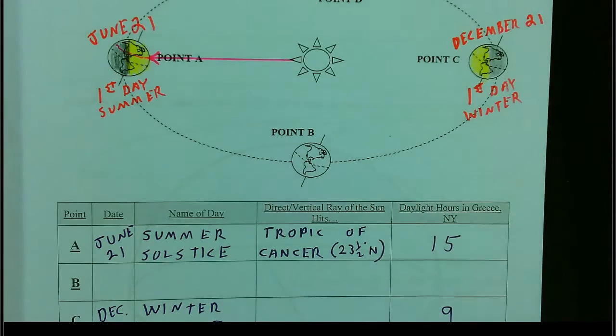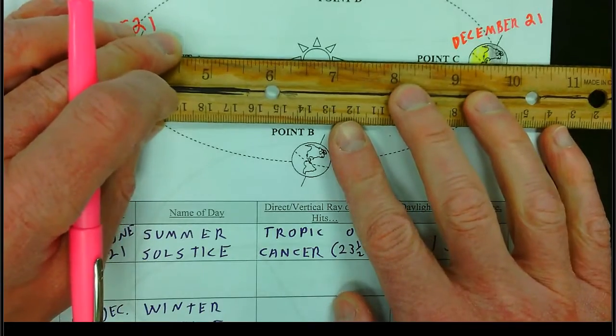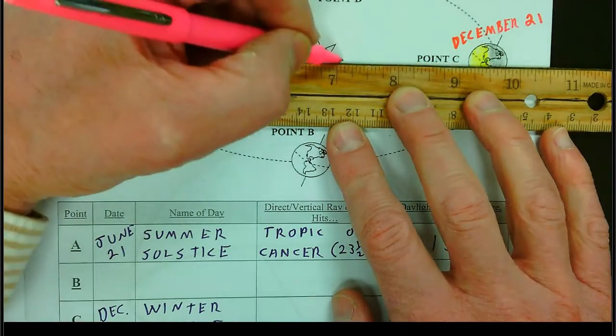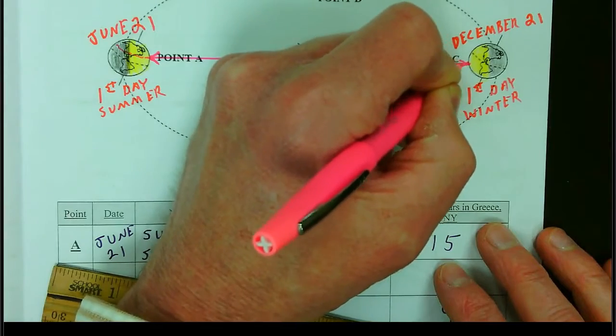Take a look at that direct ray. Where's the direct ray hitting now? Again, it's not going to be hitting right at the equator. Now the direct ray is hitting a little south of the equator. And you know how much south of the equator it's hitting? 23.5 degrees south of the equator.